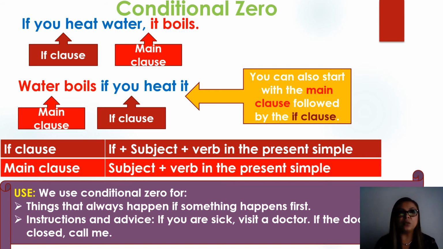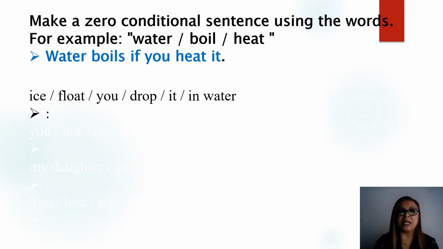Como lo del agua, es un ejemplo muy claro. Instructions and advice. If you are sick, visit a doctor. Okay? Ese es como un ejemplo de recomendación. Si usted está enfermo, visite un doctor. Okay, so it's according to what you want to say, the use. Okay, es de acuerdo al uso que usted le quiera dar.